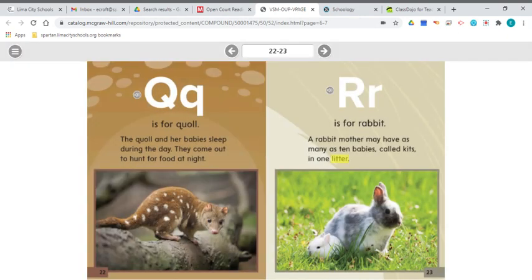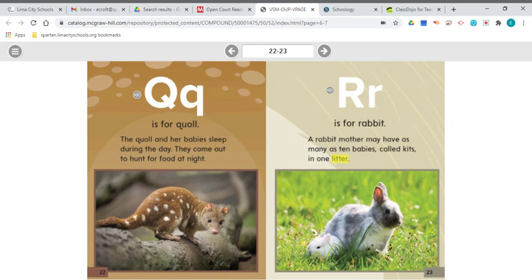Q is for quail. The quail and her baby sleep during the day. They come out to hunt for food at night. I had never heard of a quail before. So I really wanted to stop right here to ask some questions like, what is a quail? What does it look like? And I can look at that picture and it really helps me. Those are kind of cool. I like his spots.